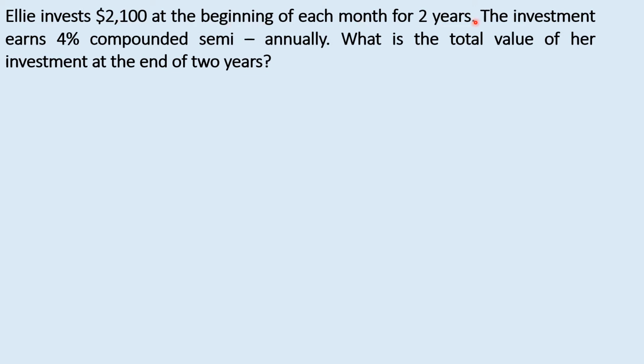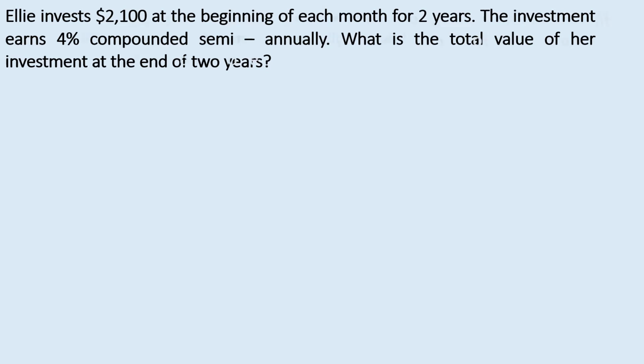So we know that it's an annuity due question, and the investment earns 4% compounded semi-annually, which we're going to put into a timeline. And we need to figure out if it's a present value or a future value. But in this case, it's asking us to calculate the end of 2 years. So we're calculating the future value of the annuity, right? Because we're asking to calculate the total value of her investment at the end of 2 years. So with this information, let's generate a quick timeline.